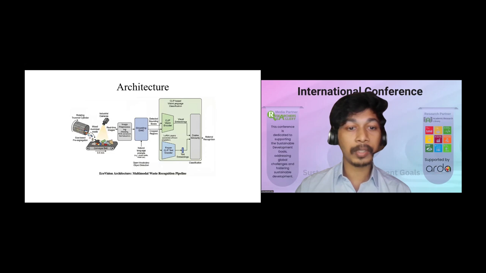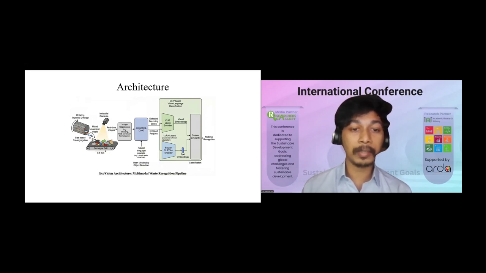And next, we can go to the architecture. This is the basic architecture of a CLIP model. So as we can see, from the conveyor, the camera will get the live feed, and the image is pre-processed.